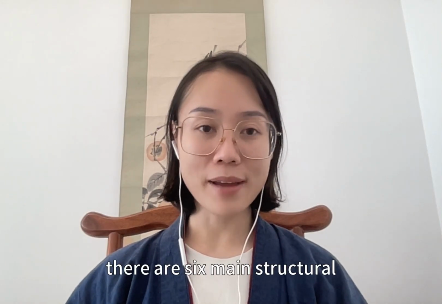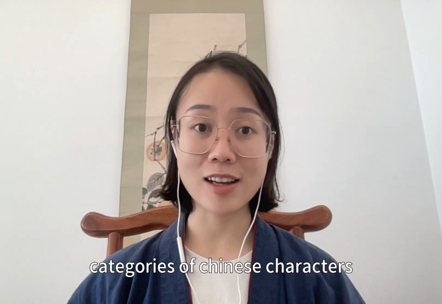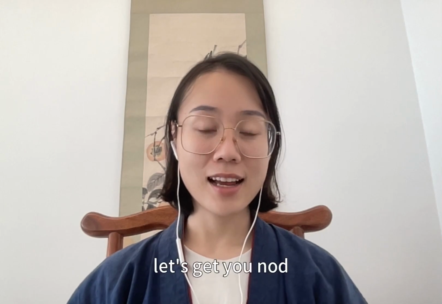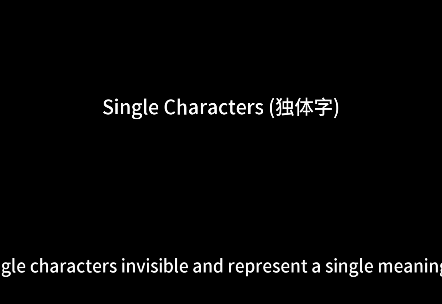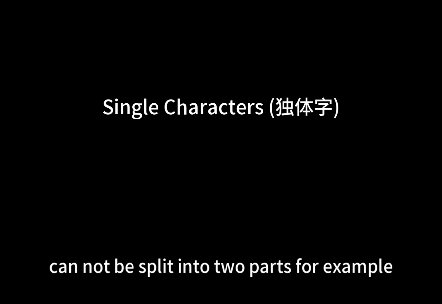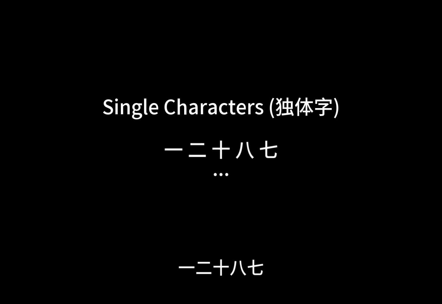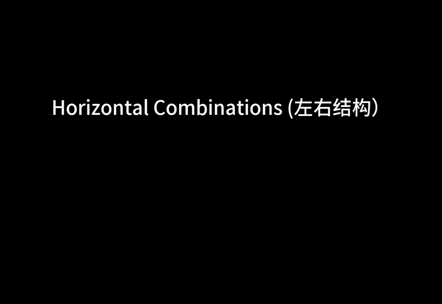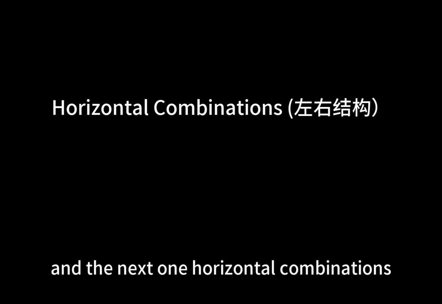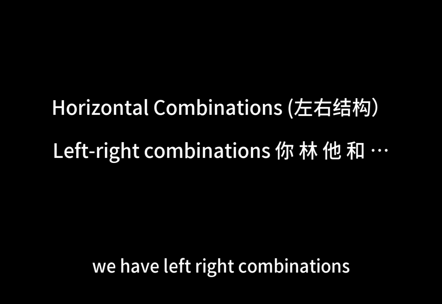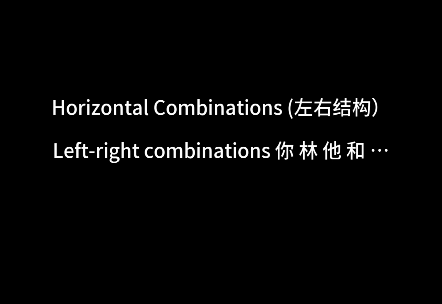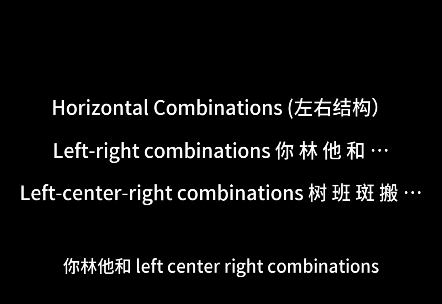There are 6 main structural categories of Chinese characters. Let's get to know them. Single characters are indivisible and represent a single meaning. They cannot be split into 2 parts. For example, 1、2、10、8、7. And the next one, horizontal combinations, 左右结构. We have left-right combinations, 你、邻、他、和.